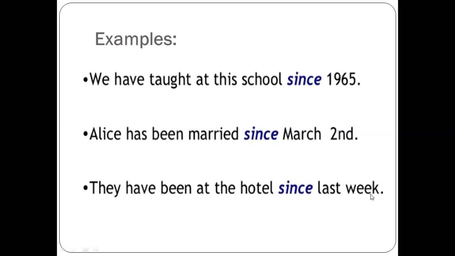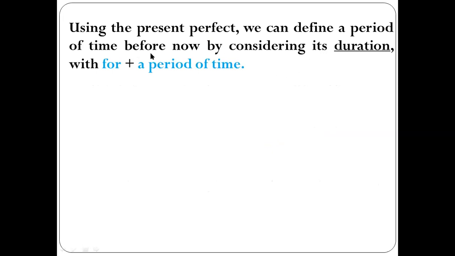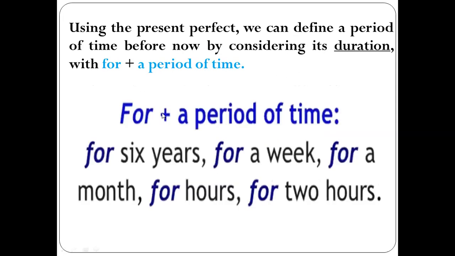Take note. Now, using the present perfect, we can define a period of time before now by considering its duration with for plus a period of time. Now, since is a point in time, for is a period of time. So it answers the question, how long? For how long? The duration. Okay? So say, for example, for plus a period of time.